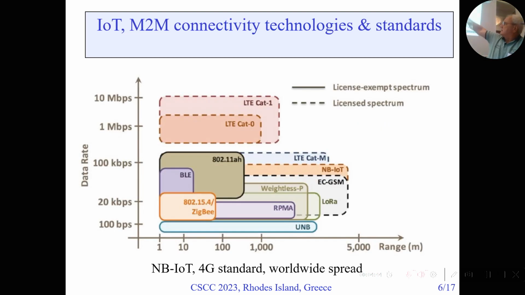Here are the different available standards which can be used for this approach. There are some proprietary standards like LoRa, Weightless, RPMA, ZigBee, and some universal standards, which are the NB-IoT, LTE-M, and so on. Of course, from a general point of view, it's much better to use a worldwide standard like the NB-IoT.